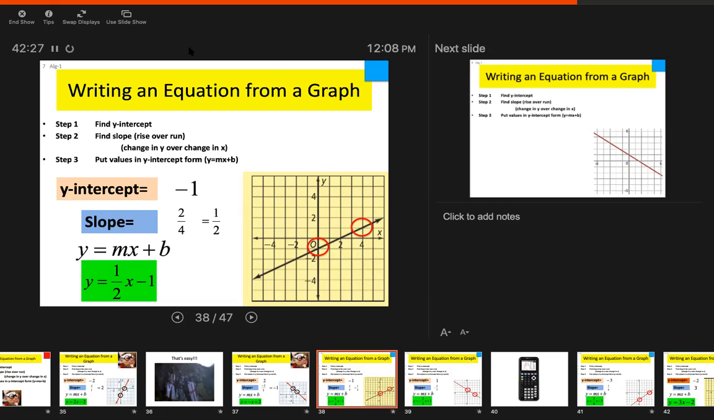So the slope is m, just m. And then b is your y-intercept.